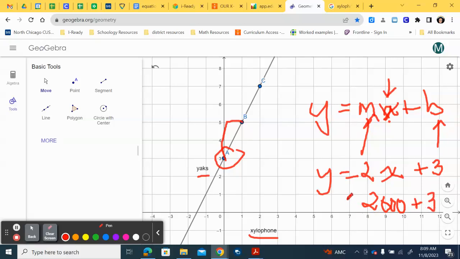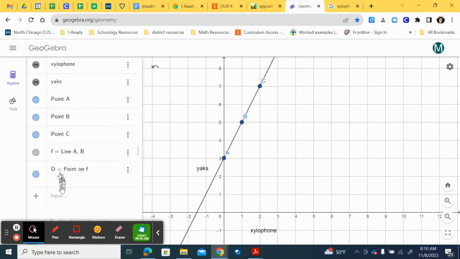So if I want to buy 1,000 xylophones, then I need 2,000 and 3 yaks to carry them. Okay? And I got that from my equation. You can see if I go up in here and I write the equation y equals 2x plus 3, look at that line. It matches the other line.